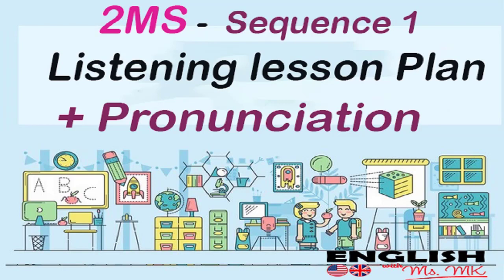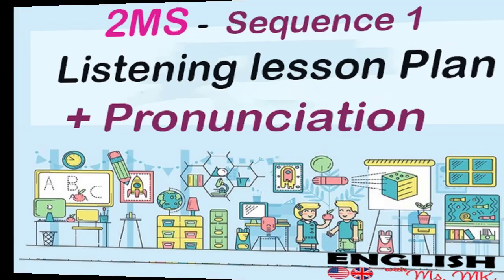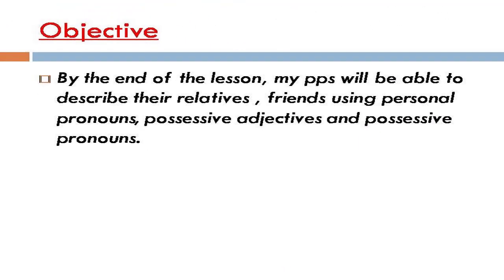Today, I'm going to present a listening lesson plan from the first sequence of the second year English program. This lesson is going to serve me for the grammar lesson of possessive adjectives and pronouns, and of course a review of the personal pronouns. The objective of my lesson: by the end of the lesson, my pupils will be able to describe their relatives and friends using personal pronouns, possessive adjectives, and possessive pronouns.